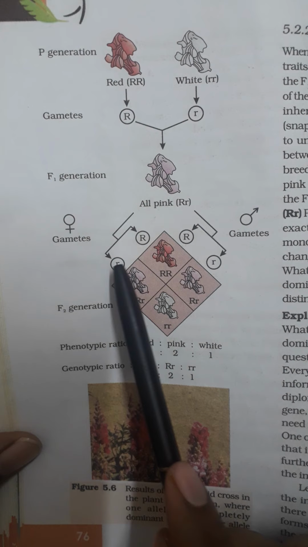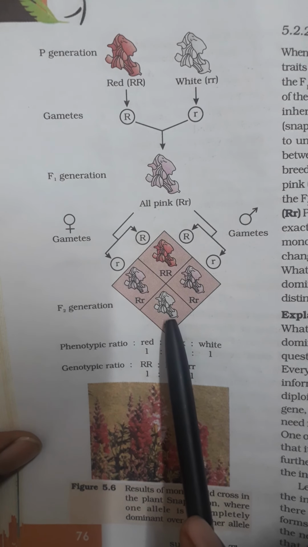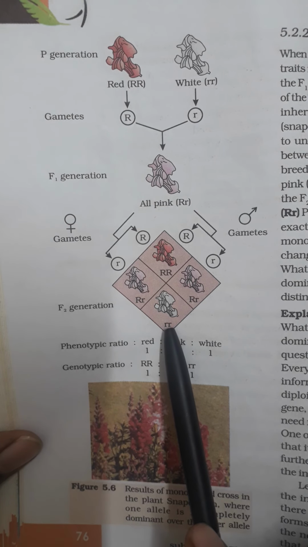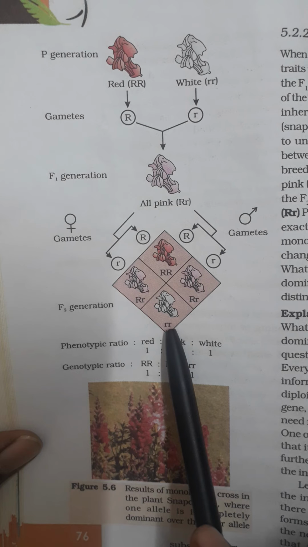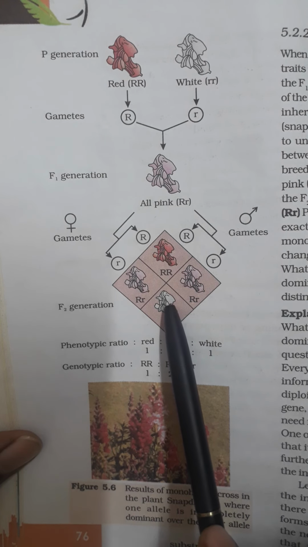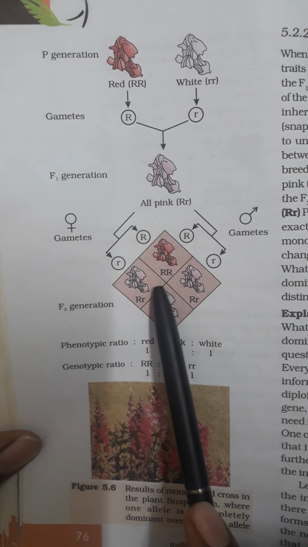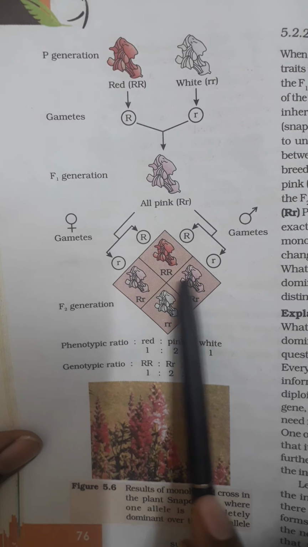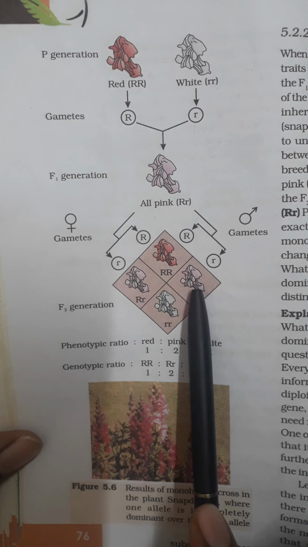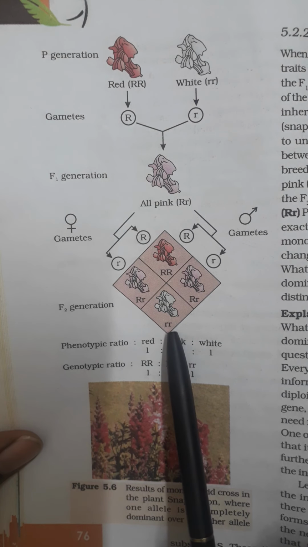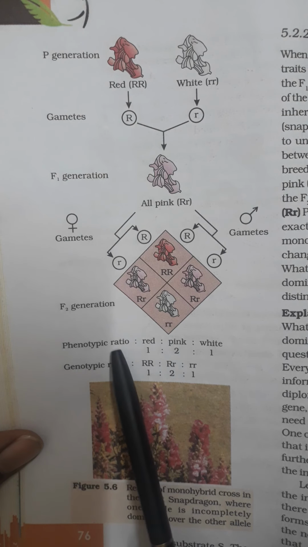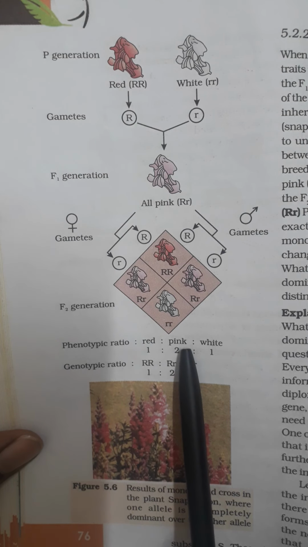Next, small r and small r containing gametes are fused to form a progeny. That progeny produces white color flowers. So the phenotypic ratio is one red color flower plant, two pink color flower plants, and the rest one is a white color flower plant. What is the phenotypic ratio? 1 is to 2 is to 1.